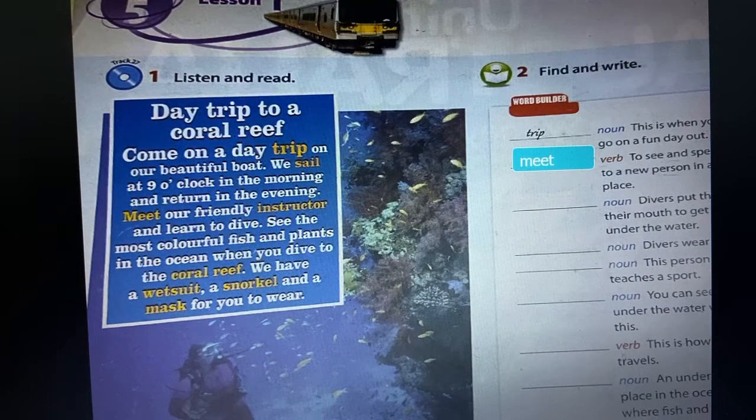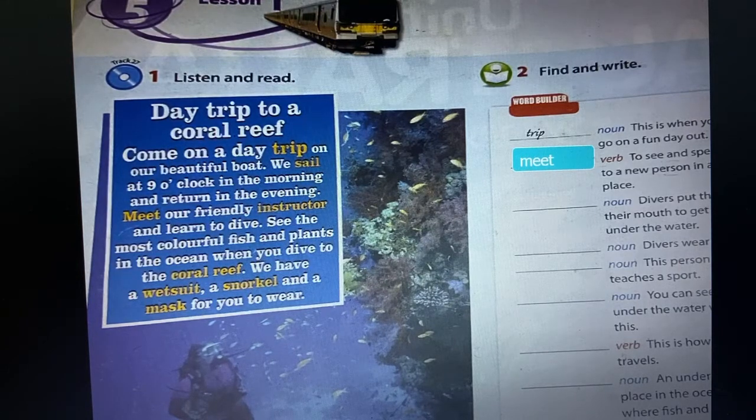So these highlighted words, these yellow words, we have their definition in activity number 2, find and write. Number 1 is done, and number 2, the word trip, it's a noun. This is when you go on a fun day out. So the word trip is a noun and it means when you go on a fun day out. Number 2 is done in this blue box.